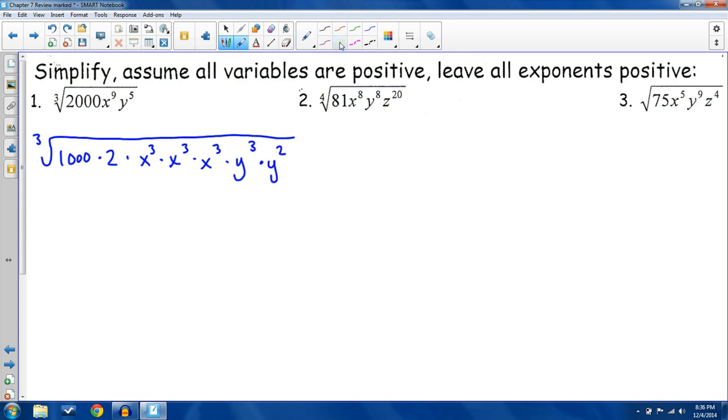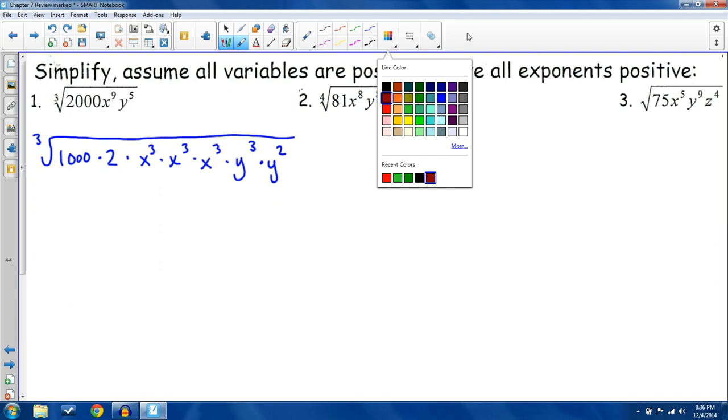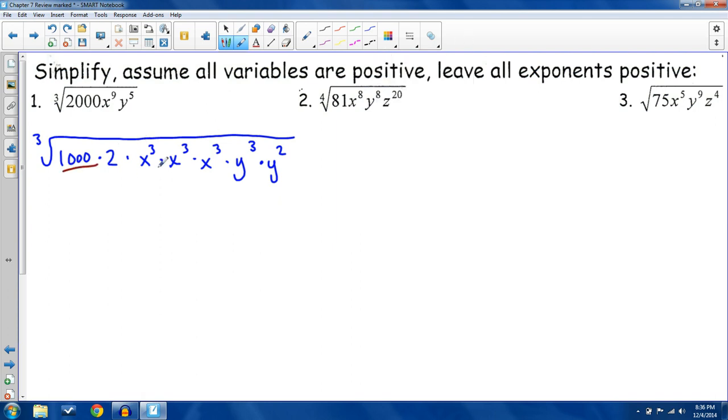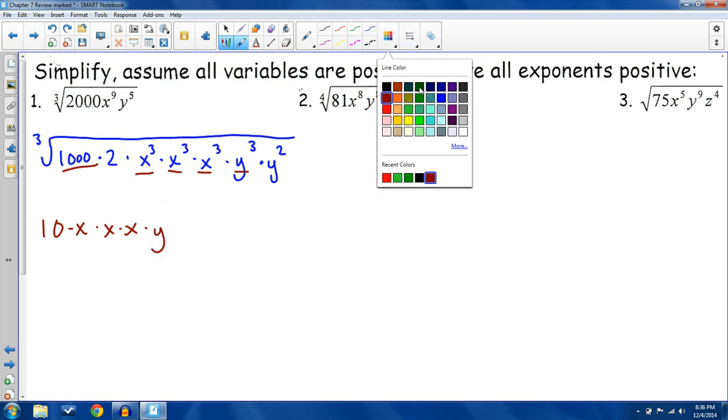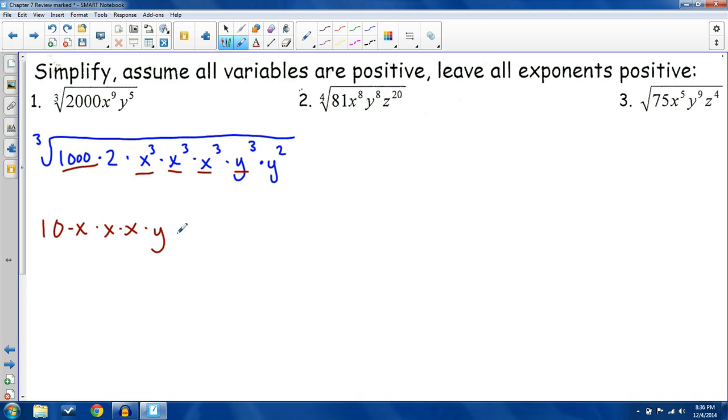Okay. Identify your perfect cubes so you can pull them out. This one, these three, and this one right here. When I pull them out, this will be the cube root of 1000 is 10. The cube root of x cubed is x. The cube root of x cubed is x. The cube root of x cubed is x. Cube root of y cubed is y. And then you're left with the inside right here. This is times the cube root of 2. What's left? Y squared.